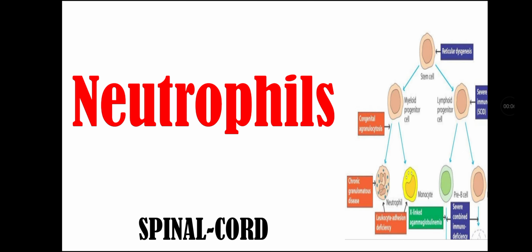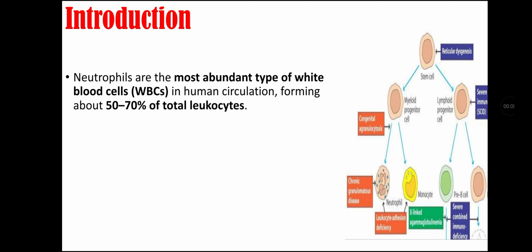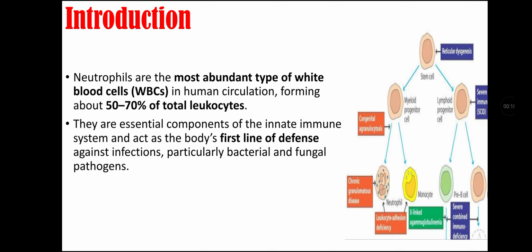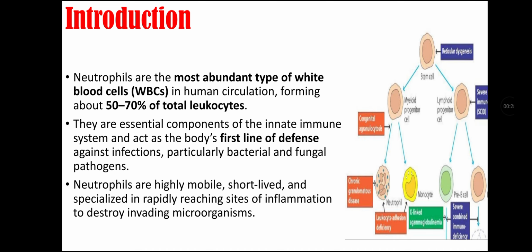So let's start our topic with the introduction. Neutrophils are the most abundant type of white blood cells in human circulation, forming about 50% to 70% of total leukocytes. They are essential components of the innate immune system and act as the body's first line of defense against infection, particularly bacterial and fungal pathogens. Neutrophils are highly mobile, short-lived, and specialize in rapidly reaching sites of inflammation to destroy invading microorganisms.